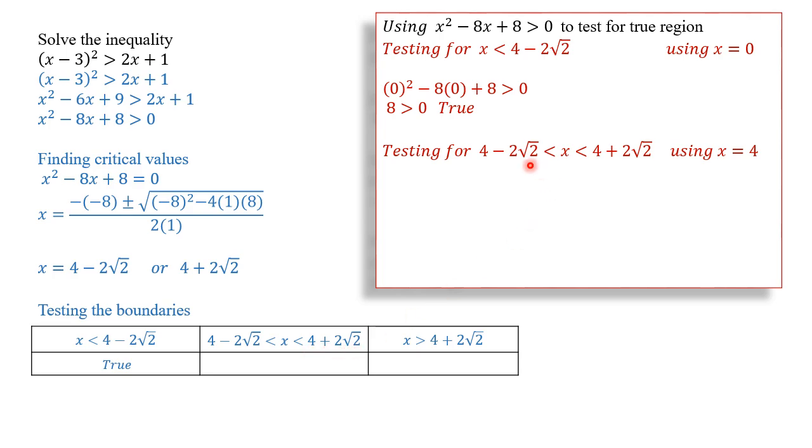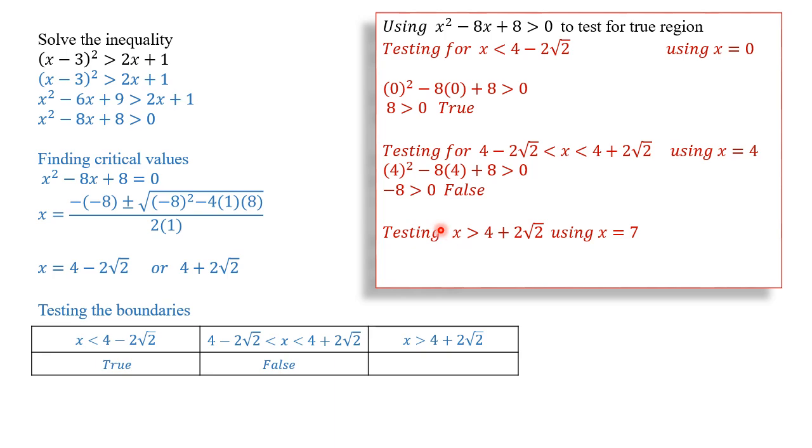So we need a number between 4 minus 2 root 2 less than x less than 4 plus 2 root 2 here. So you can use x equals 4. We use x equals 4 in this inequality: 4 squared minus 8 times 4 plus 8 greater than 0. This gives us minus 8 greater than 0, which is a false statement. Right, so this region is false.